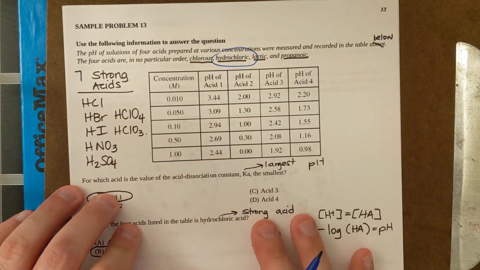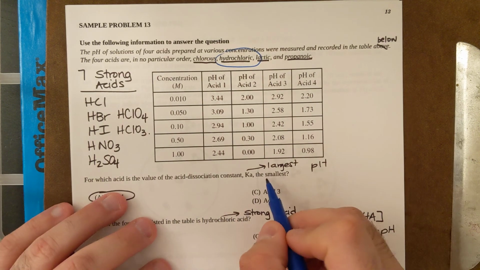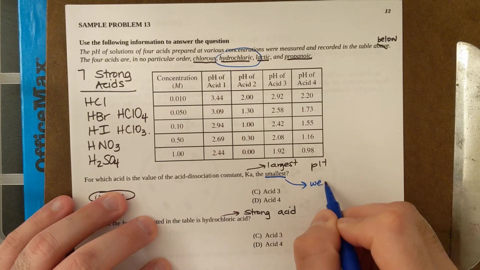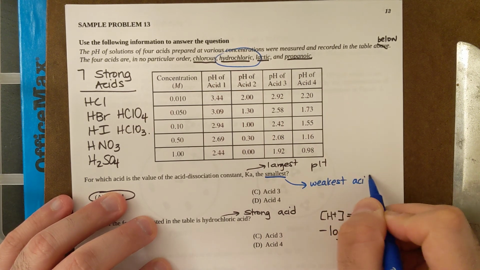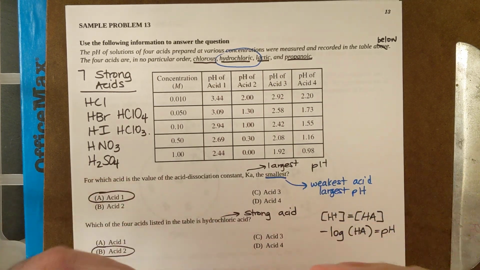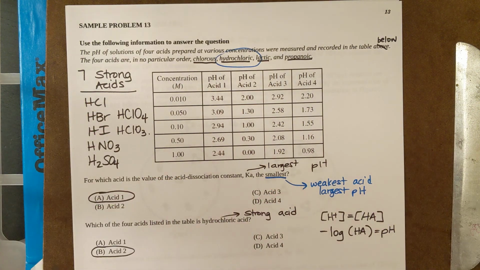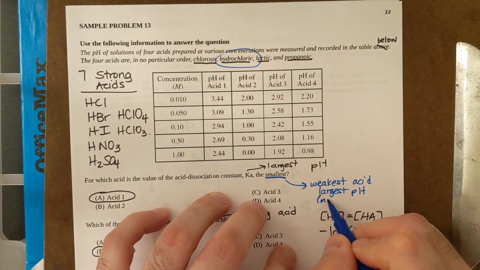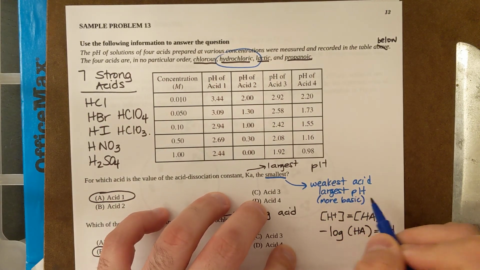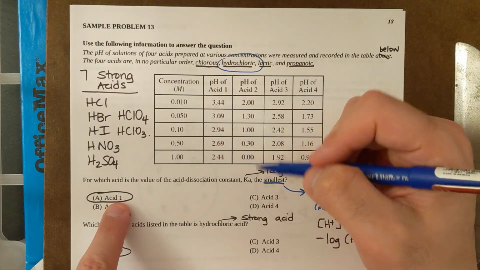Now, looking at this data, it says, for which acid is the value of the acid dissociation constant Ka the smallest? Meaning the weakest acid and the largest pH. If I have a small Ka, it does not dissociate that much. I'm not going to get that much H+, so it's going to be a larger pH because it's going to be more basic. Don't be fooled by that. And it's the weakest acid. So if I look at this data table, I'm just looking for the highest pHs. It's acid 1. That's why we chose that.